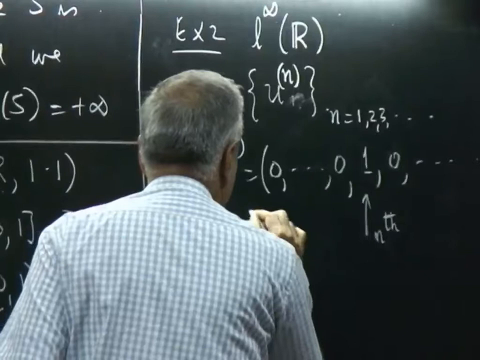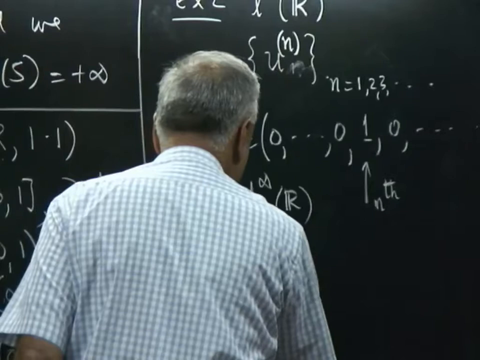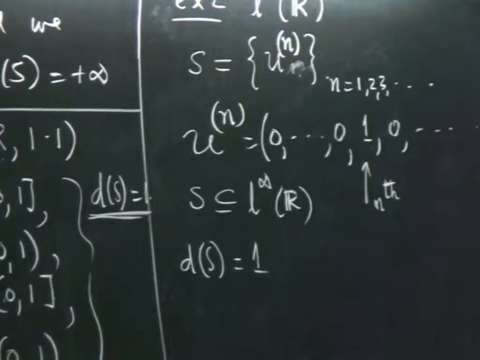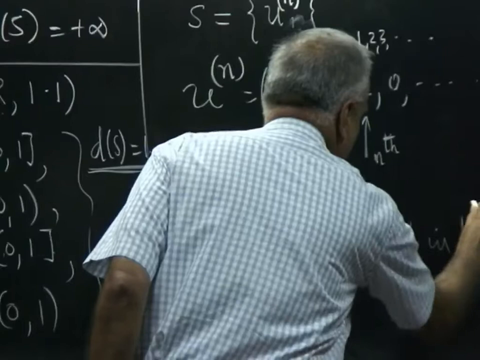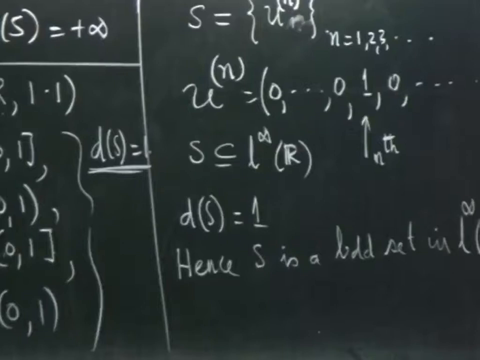What is the diameter? Because you take any two points, the distance is 1. So, the maximum, the least upper bound, everything is 1. So, the diameter of this set is 1, and therefore this is a bounded set. So, we will keep this simple notion of diameter with us.